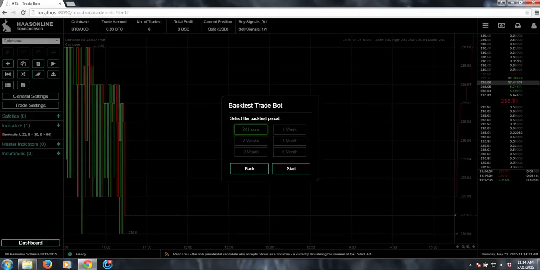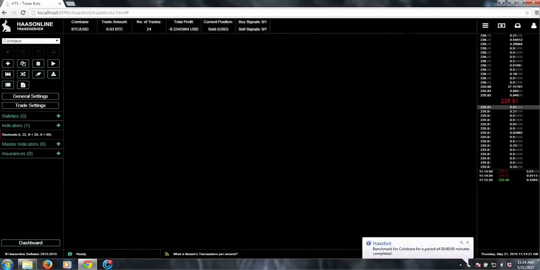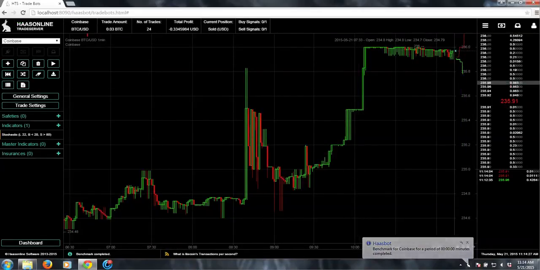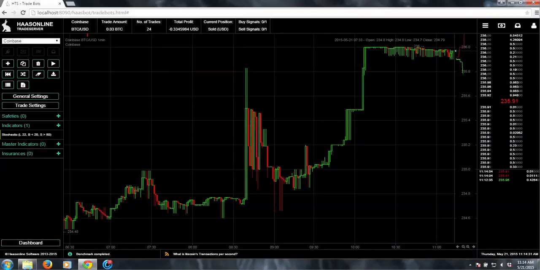We have the option of 24 hours, 1 week, 2 weeks, 1 month, 2 months, 6 months. So let's just see how this did over a week. So start, and then it'll run it, and it'll literally simulate the trades. At the very top, we'll see that we have 24 trades. We have a negative profit of 0.33, so we would have lost 33 cents running this indicator over 1 week.